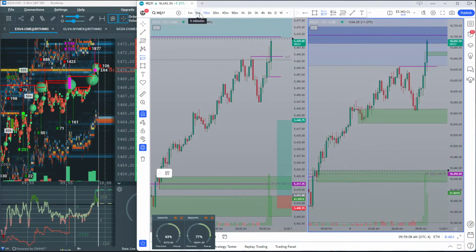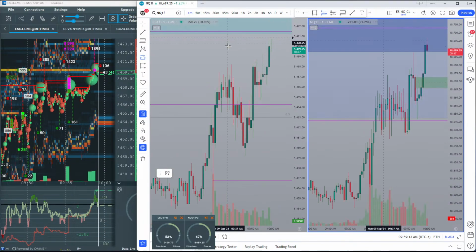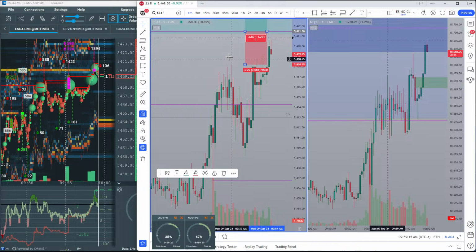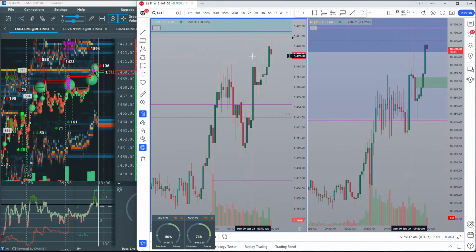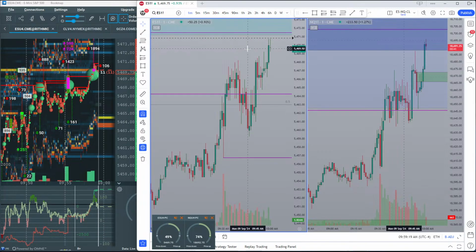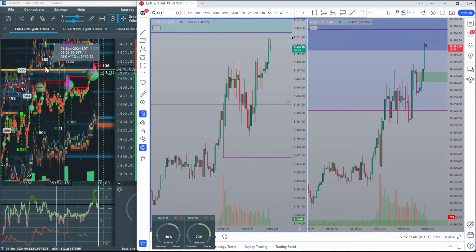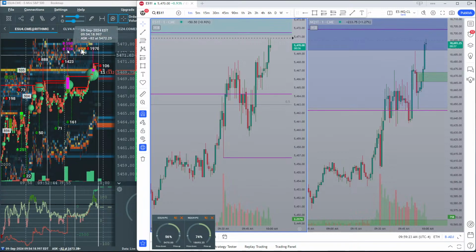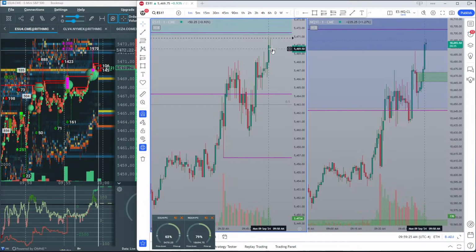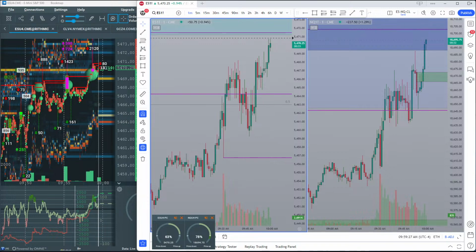A minute left till news. See how we react to this purple level up here on ES. Look at all of these sellers, guys. 1,400, 1,900. These are huge, huge sell orders.